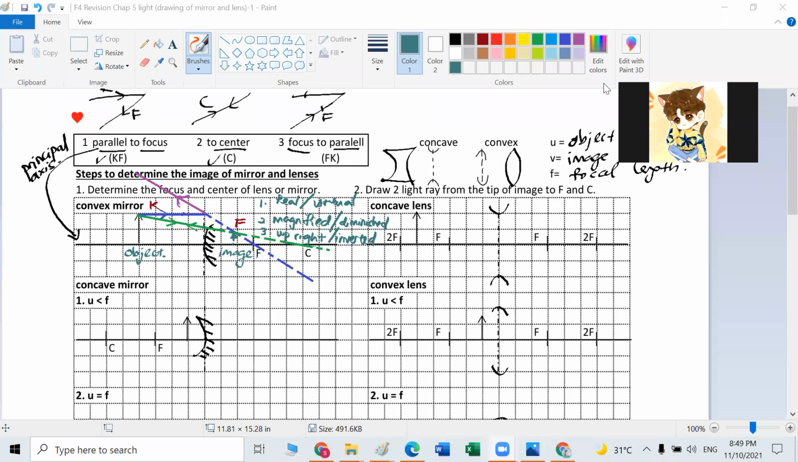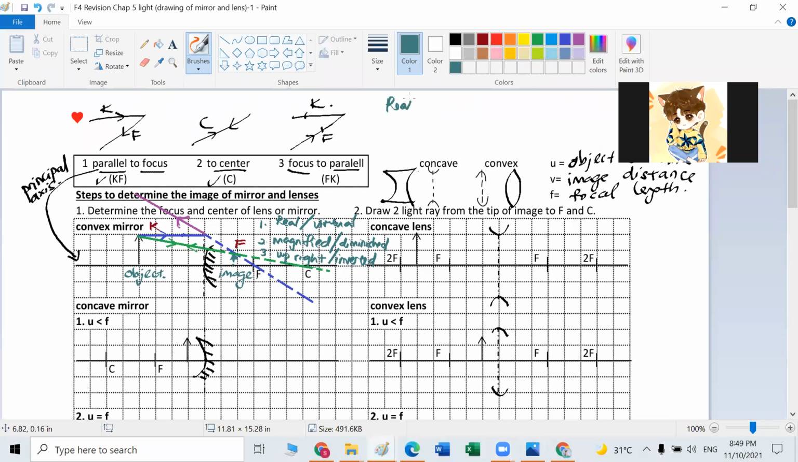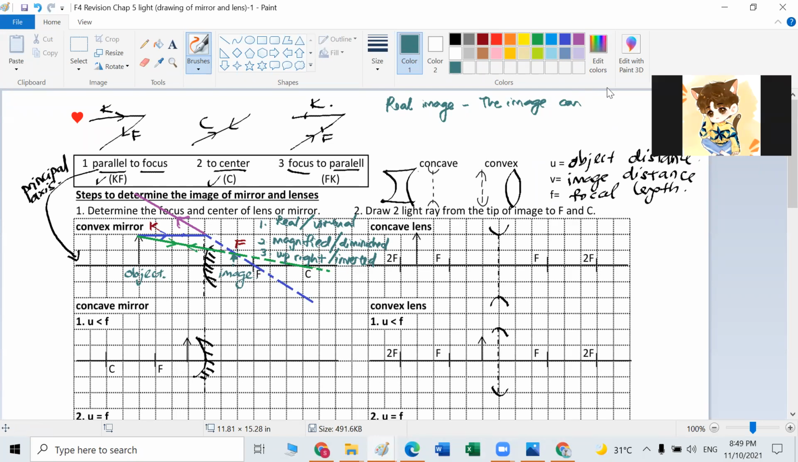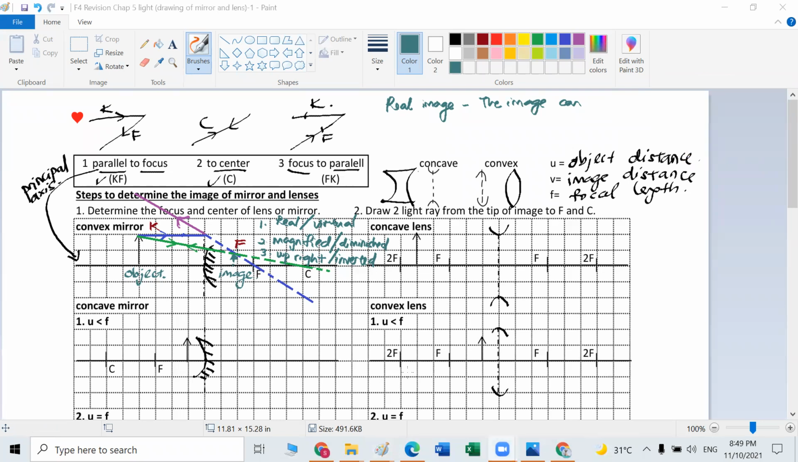Real means, so you can jot down here. Real image means the image can form on the screen like a projector. Then virtual means the image cannot form on the screen.